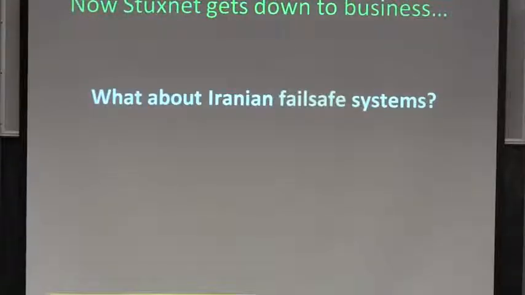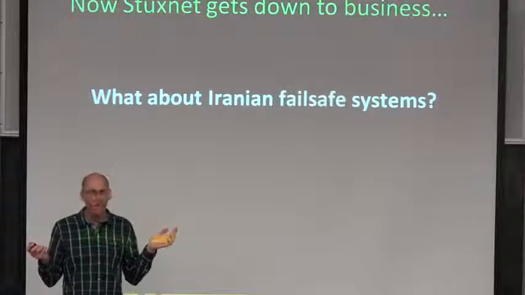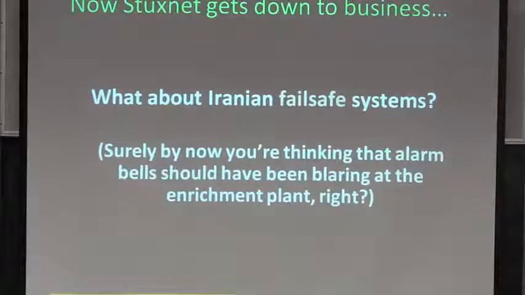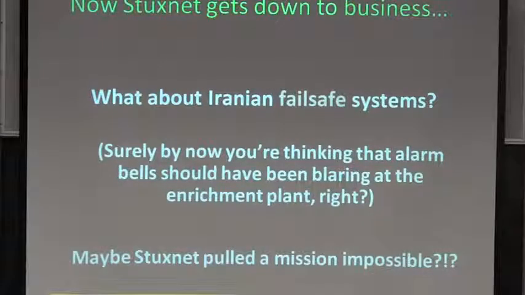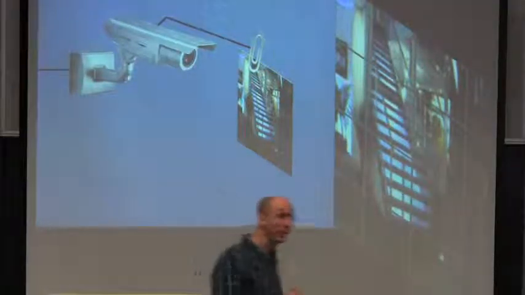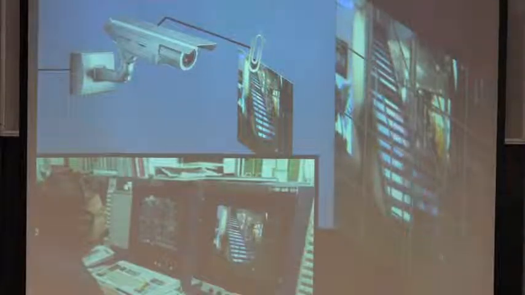Okay, so what about Iranian failsafe systems? You're probably thinking, well, the Iranians, they're not stupid. They probably had monitoring systems to monitor these enrichment tubes. So how could this all happen? Wouldn't the monitoring systems just go off and blare sirens? By now you're thinking that the alarm bell should have been blaring, right? So perhaps Stuxnet pulled a Mission Impossible. Perhaps what happened was somebody put like a digital version of a picture in front. So something's happening, but the guy who's watching the terminal, he didn't see anything going wrong. That'd be pretty funny, right?